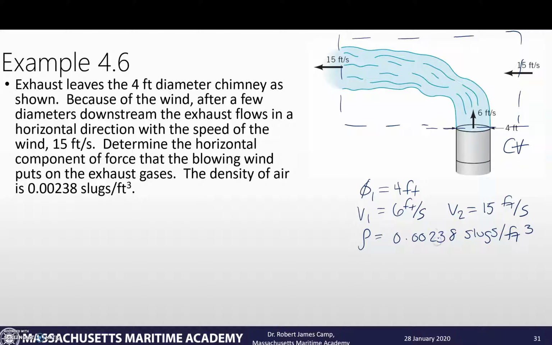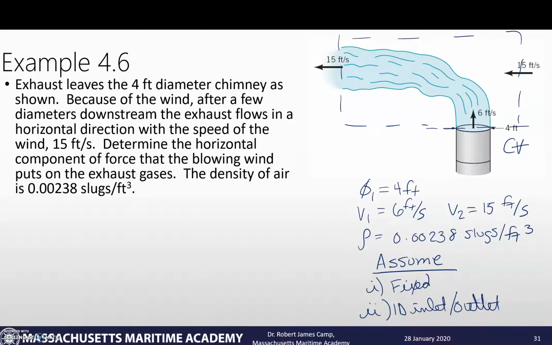So looking at all that, we're going to make our assumptions. We can use our equations. We'll just put them right there. So what are we going to assume? Well, I'm going to assume a fixed CV. Why? Because that's the way I drew it. I'm going to assume one-dimensional inlets and outlets. I can make that assumption because, well, that's the way I drew it. Everything is orthogonal to the smoke.